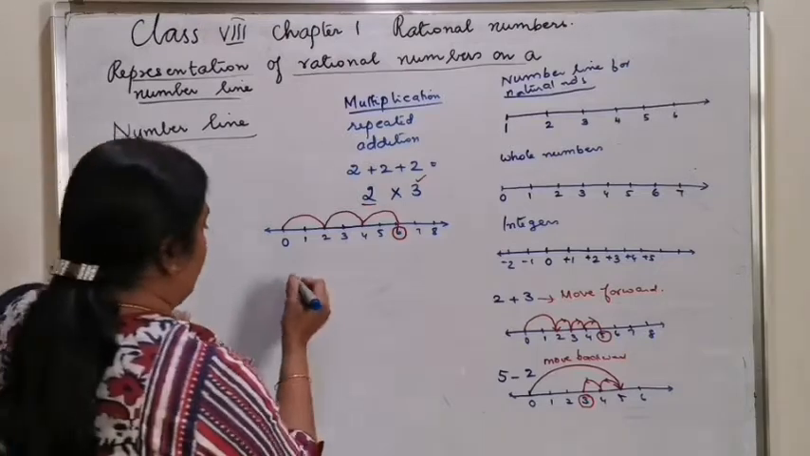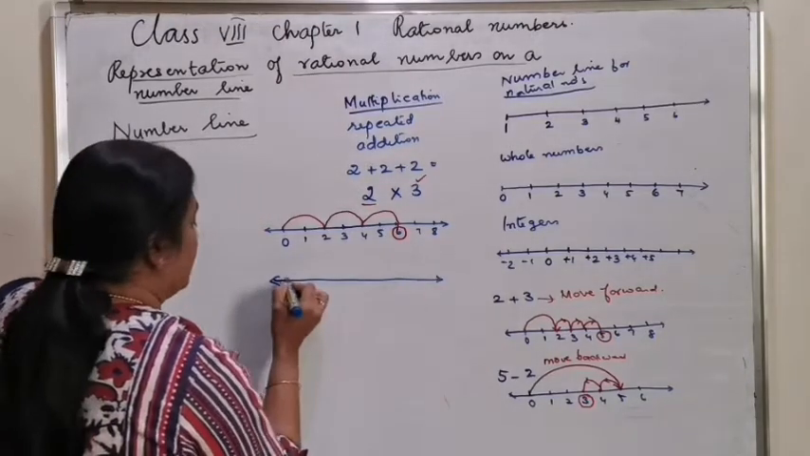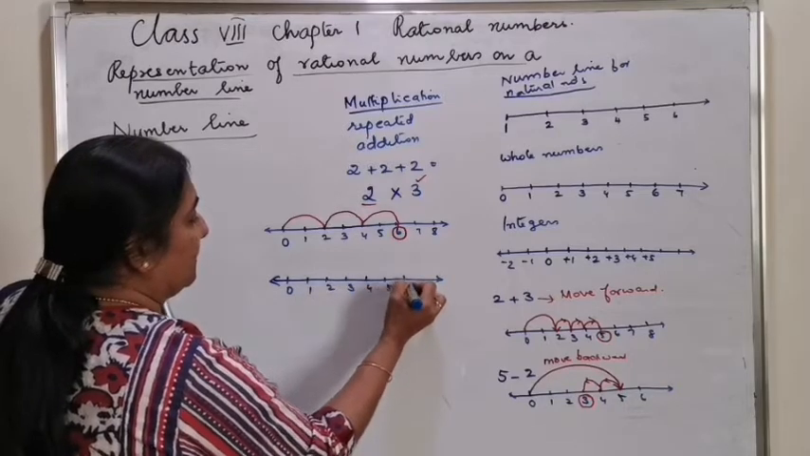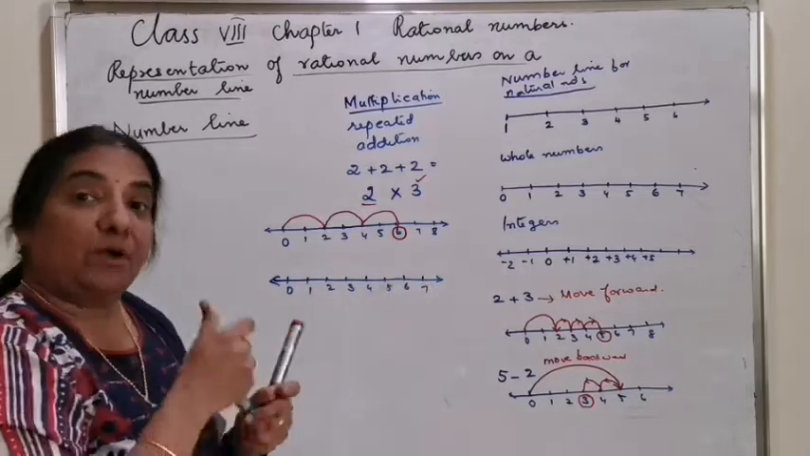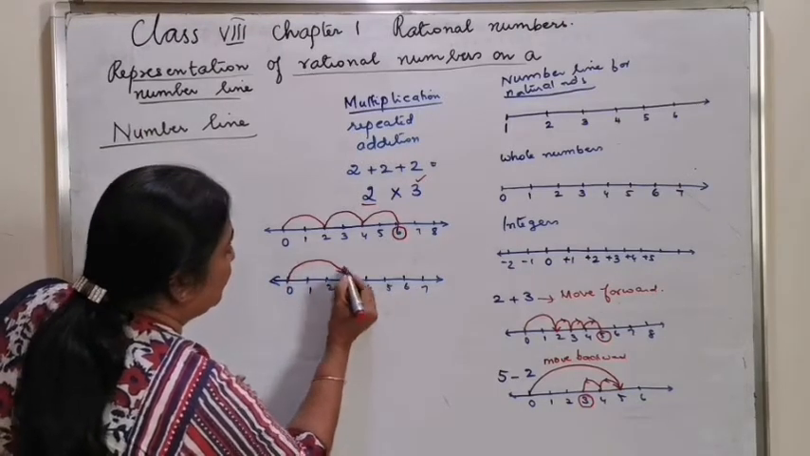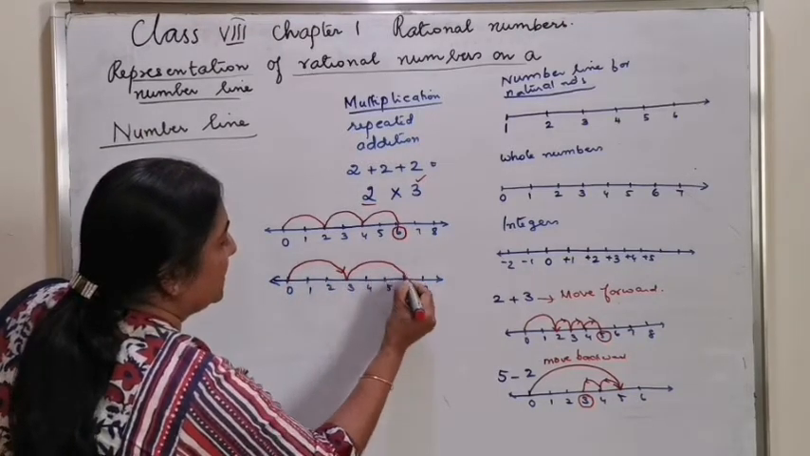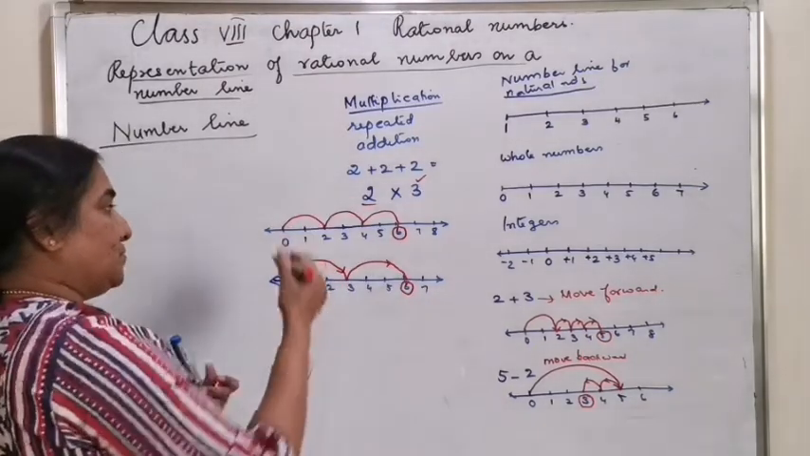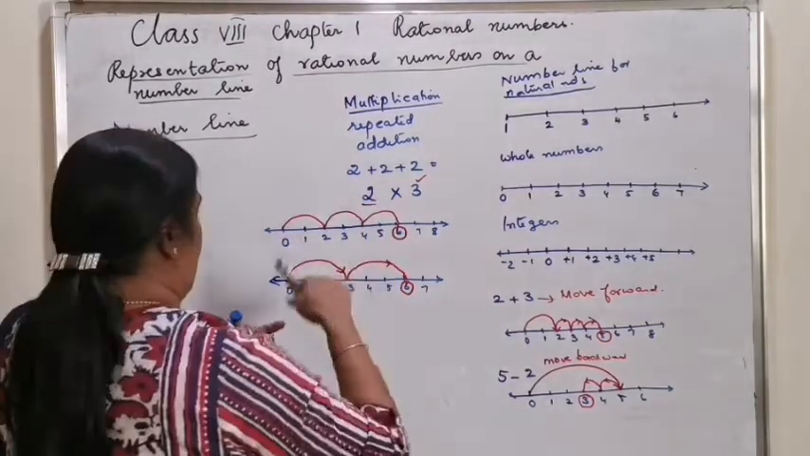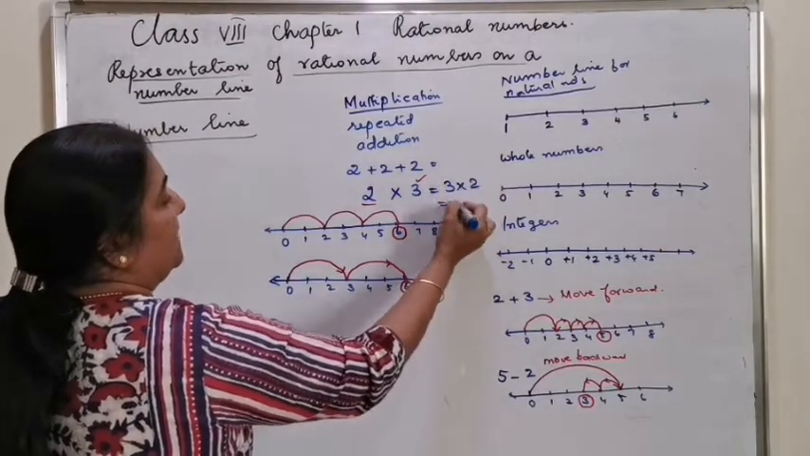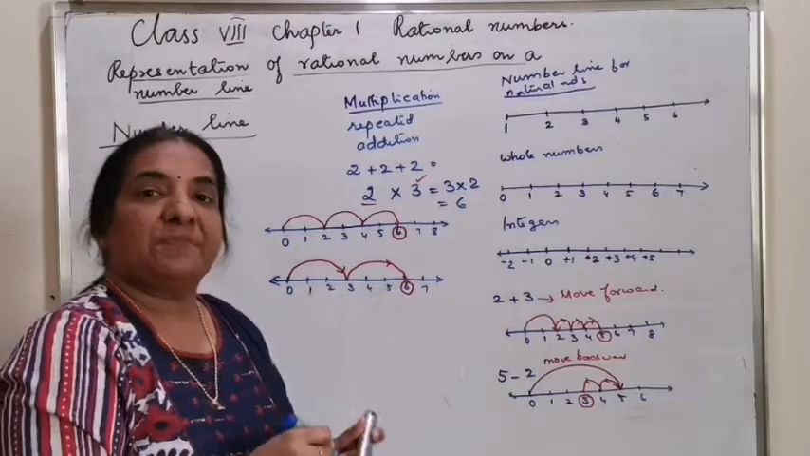Or, since multiplication is commutative, you can also do it as equal steps of 3 but only 2 times. Still you will get the answer. So 2 into 3 or 3 into 2 will give the answer as 6.